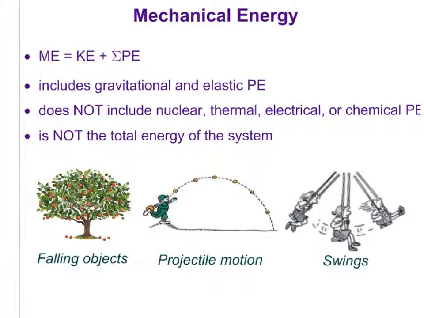In between, as the apple falls, that potential energy is being converted into kinetic energy, and at different stages along its travel, along its path, it will have different amounts of potential energy and kinetic energy until it reaches this point at the bottom. If we look at projectile motion, we can think of this point right here.